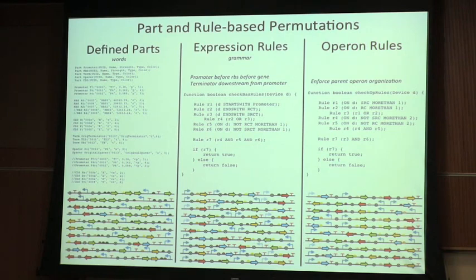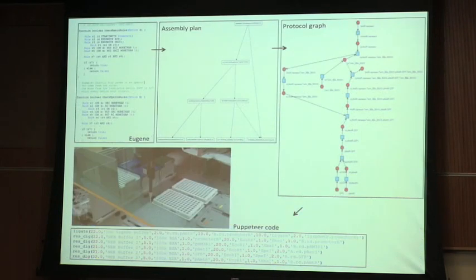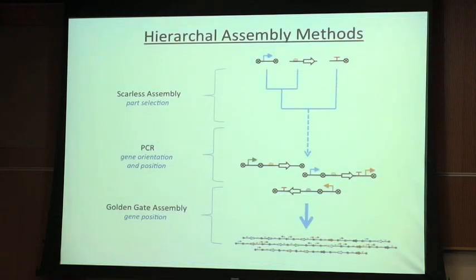So anyway, the output of this program are these different constructs, but this doesn't just make pretty pictures, it feeds into the pipeline for the robotics and the assembly process to actually build each one of those constructs. And so we use a series of hierarchical assembly methods that start out with small parts that assemble them into essentially individual genes and then final constructs.